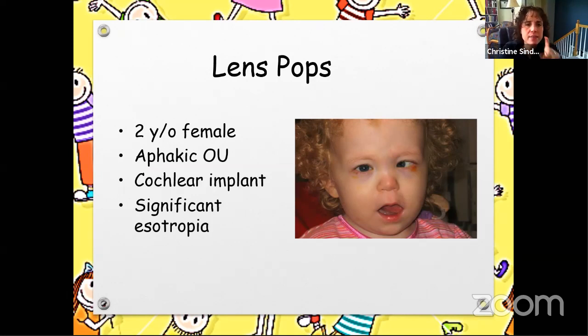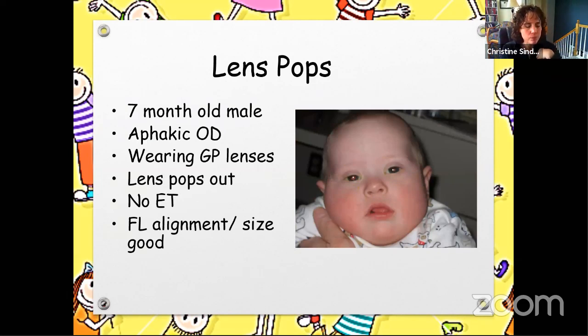Now, what's interesting in this case is you need to ask the parents if they are patching, right? Does the lens pop out when the eye is patched, when the contralateral eye is patched? If the answer is no, then it's typically because the eye is turned in, okay? And that is just pushing it off the eye.